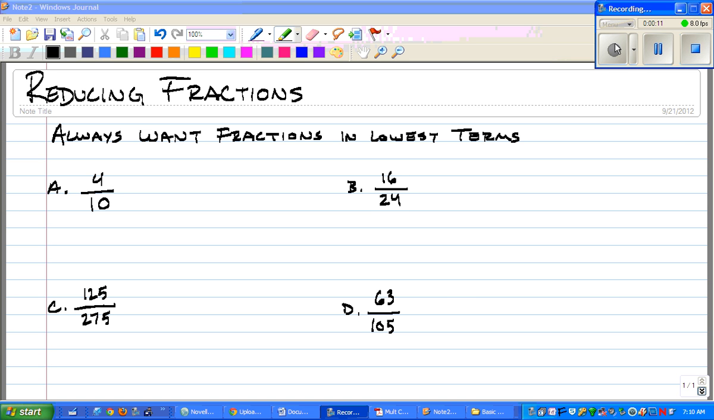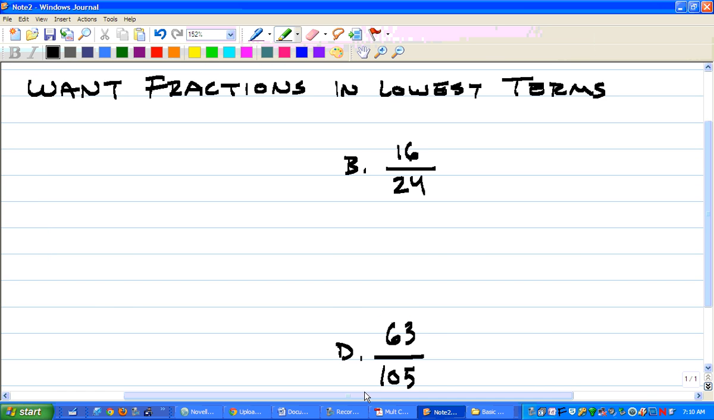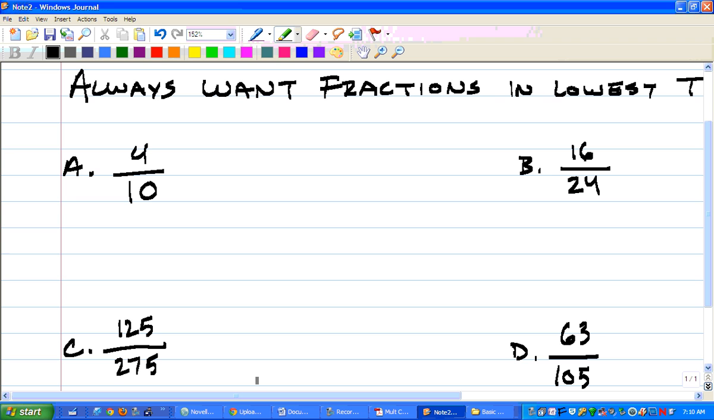Now, when we're reducing fractions, we always want to make sure that we put fractions into lowest terms, which means they can't reduce, they can't get any smaller than what they are. So, when you look at some of these fractions, there's a couple different ways that we can do this. We recently talked about prime factorization. And a prime factorization is what breaks down a number.